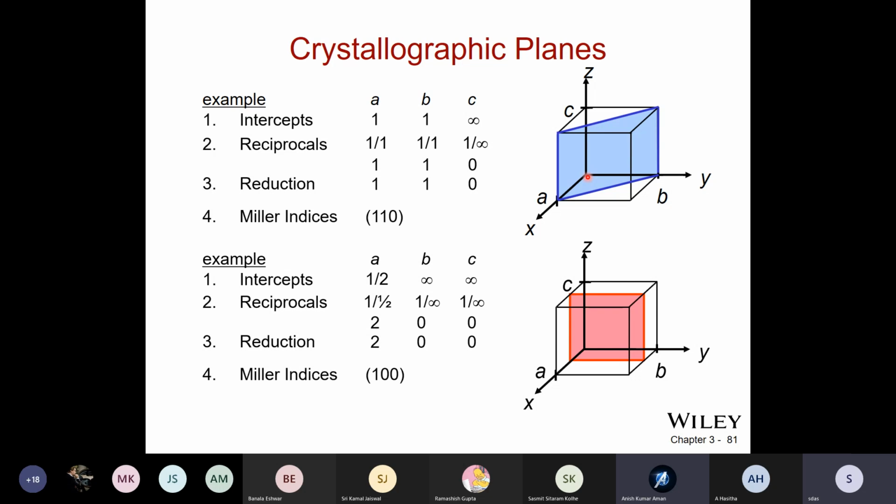Or you can do this way. You can shift the origin to this point. This will be x-axis, that will be y-axis, that will be z-axis. Remember the concept of point lattice. Wherever you stand and look at a particular direction, you will get the same view.